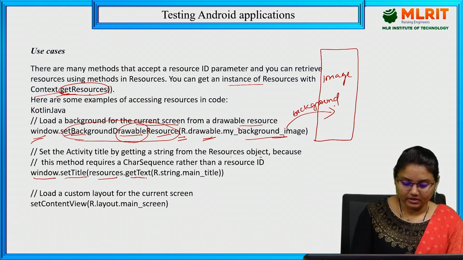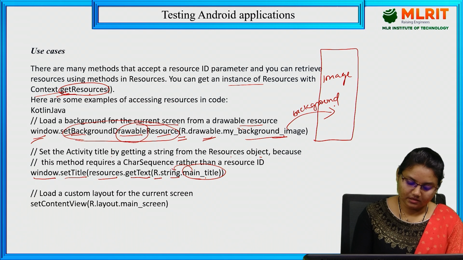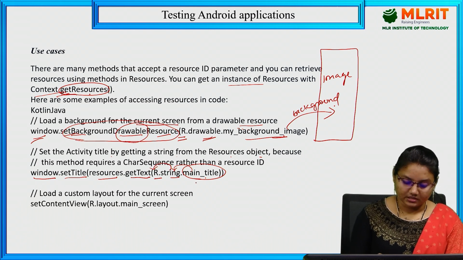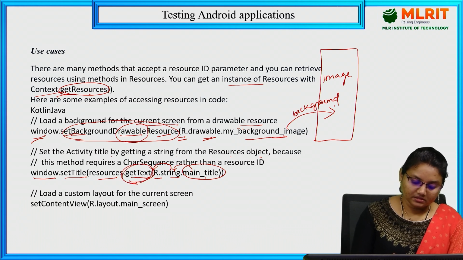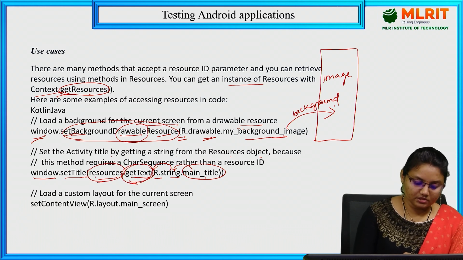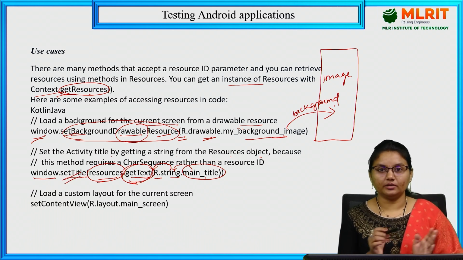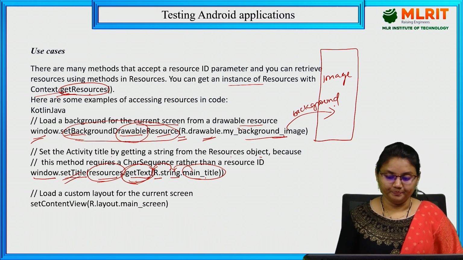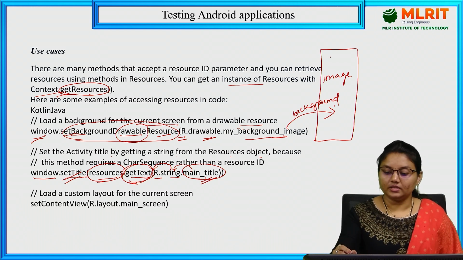So resource.getText, or R.string.main_title. This is a value which is defined under string.xml, under the resources. So that is retrieved by using what? GetText. GetText is an instance method used by the resources. So setTitle is a method that you use for setting the title for your activity. Whatever title you have, main title, that main title is given here.